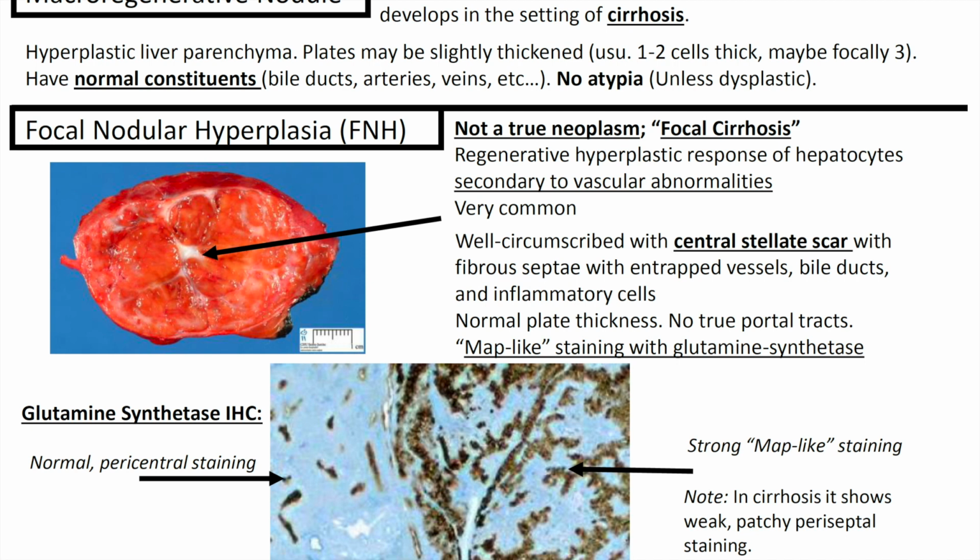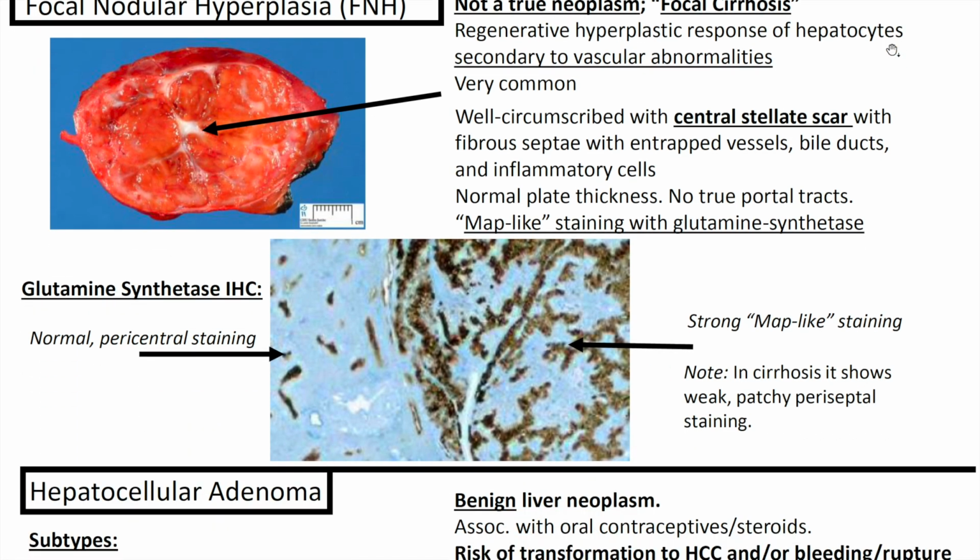So in a macro-regenerative nodule, you can have hyperplastic liver parenchyma, and the plates may be slightly thickened, usually 1 to 2 cells thick, but maybe focally 3 cells thick. And you're going to have normal constituents, so you have bile ducts, arteries, veins, etc., but no atypia, unless it's dysplastic, of course.